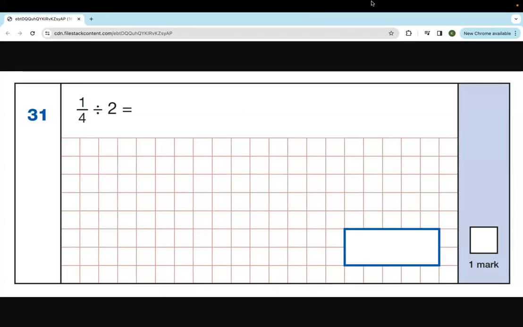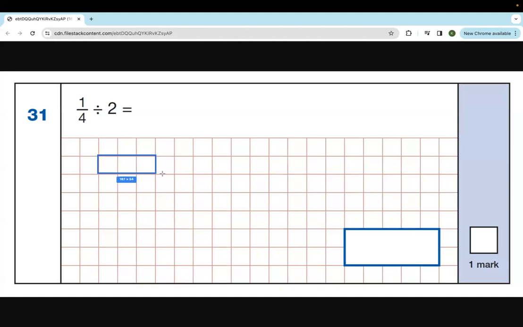Now, remember, maths is very practical. So let's just look at this question. It says 1/4 divided by 2. And then you might think, oh, goodness, I have forgotten how to divide fractions. That can happen. But let's take a step back.